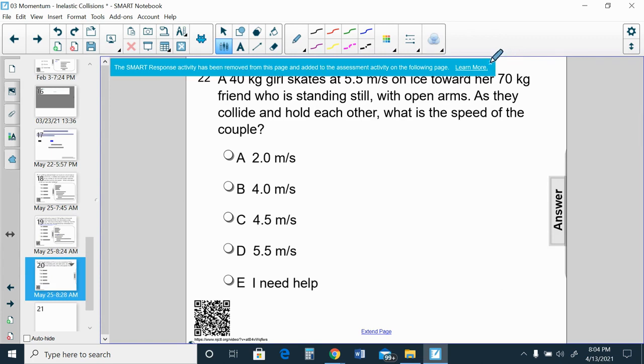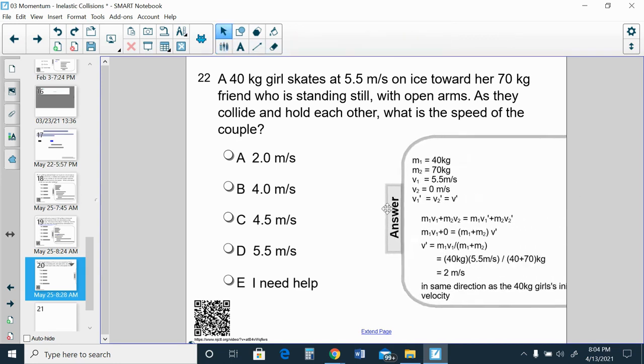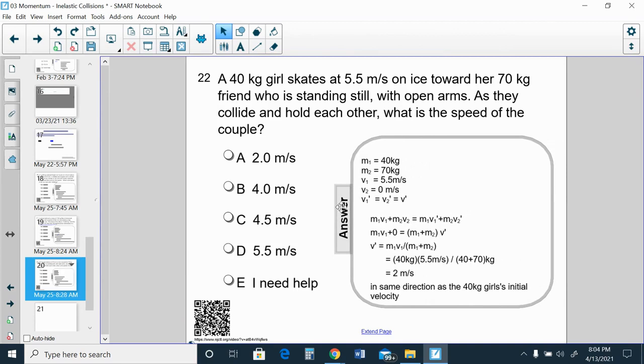A 40-kilogram girl skates at 5.5 meters per second on ice toward her 70-kilogram friend, who is standing still with open arms. As they collide and hold each other, what is the speed of the couple? So we have our givens, and we're finding the speed of the couple, so both objects together after the collision. Same exact derivation as the first two problems, solving for the after velocity and plugging in all the givens, you end up with 2 meters per second, which is A, in the same direction as the 40 kilogram girl's initial velocity.